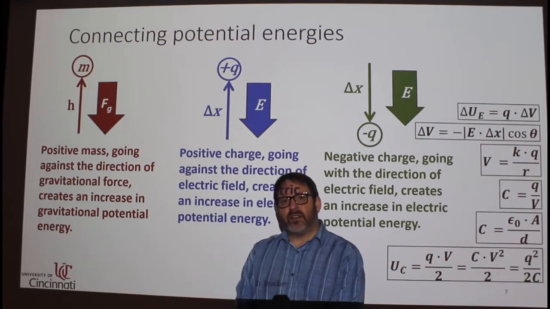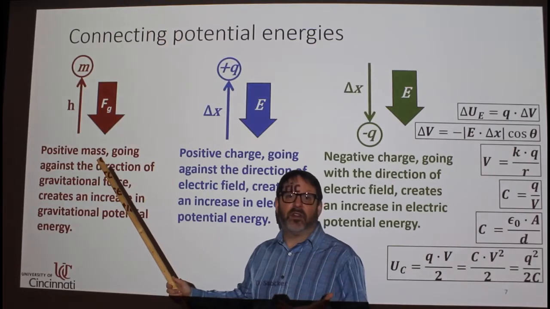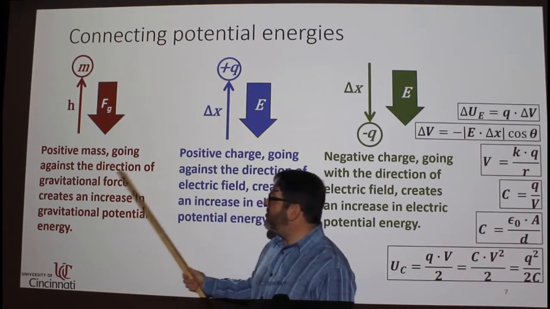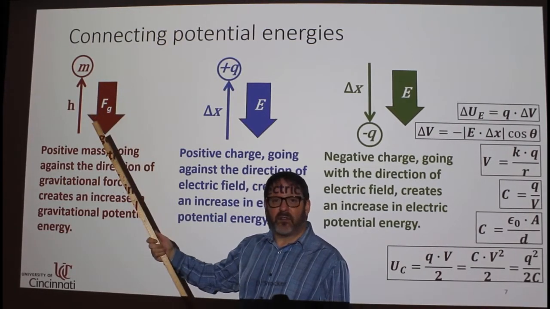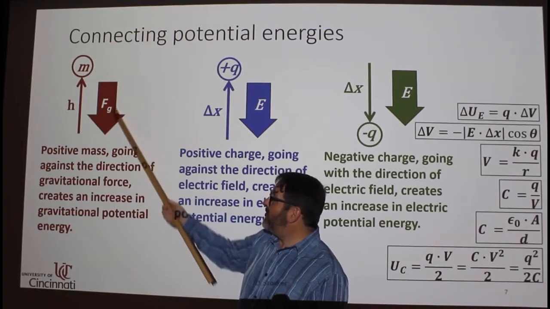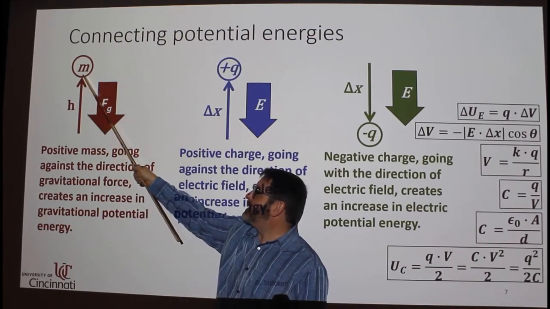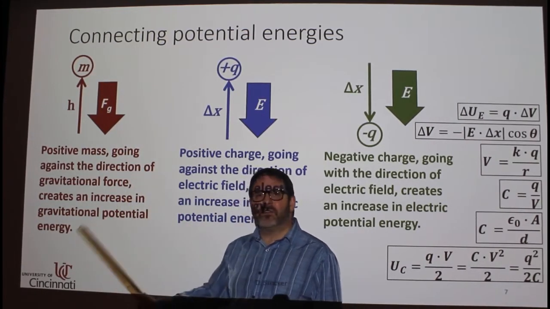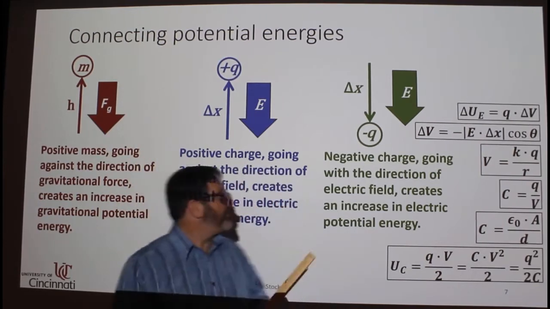We've learned about gravitational potential energy. If you have a positive mass, we don't know of anything with a negative mass, so anything at all, going against the direction of gravitational force. So if you're standing on the surface of the Earth, then gravity is pulling down. So you've increased the height of this object with a mass m in the presence of gravity. This makes an increase in the gravitational potential energy. You're fighting against the force.